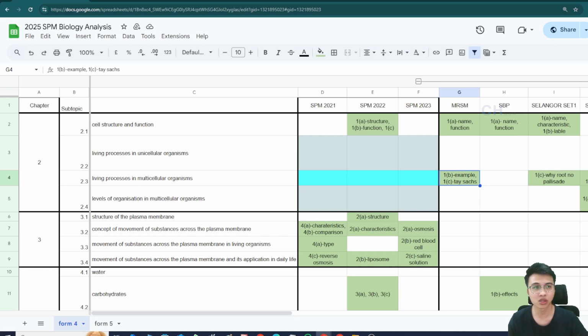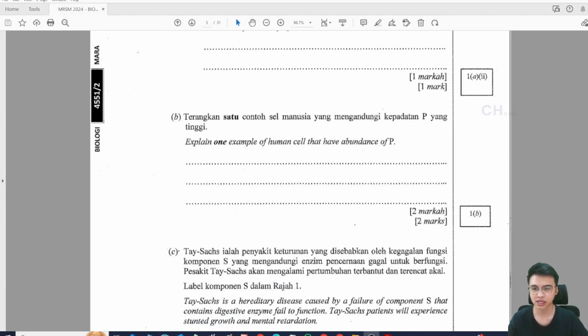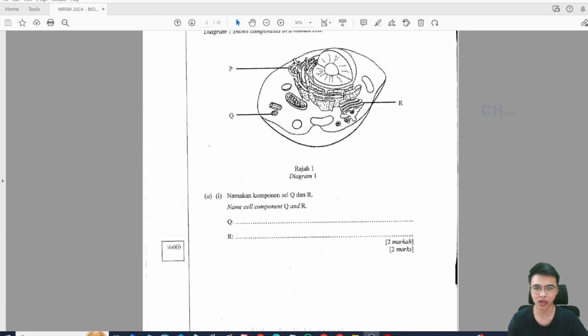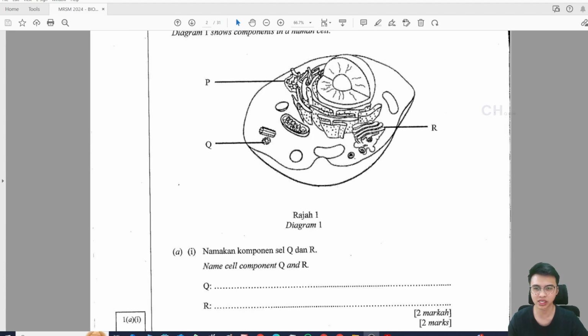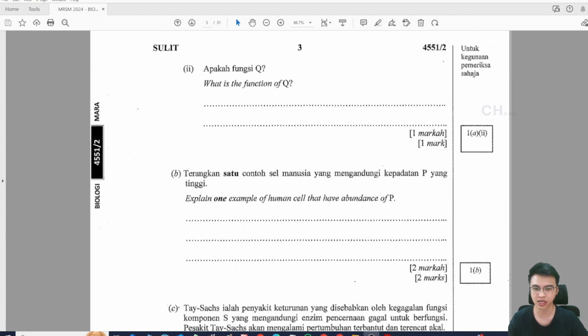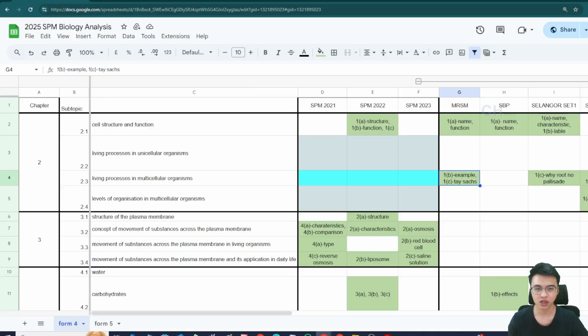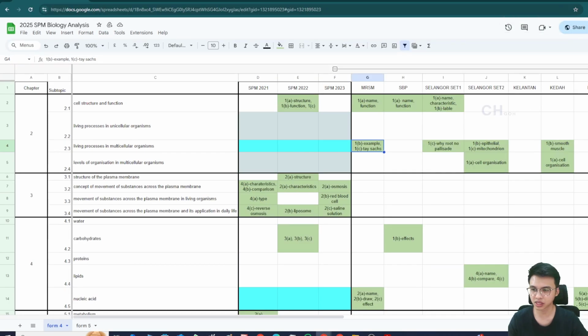We are going to look at the real questions here. Look at this. This is the question. Can you see that? Explain one example of the human cell that has an abundance of P. At first they ask you to label what is P, what is Q, what is R, and then they ask you why. For this kind of question, you need to know the function of each organelle, and you need to know how they look. Okay, let's continue with the next one.